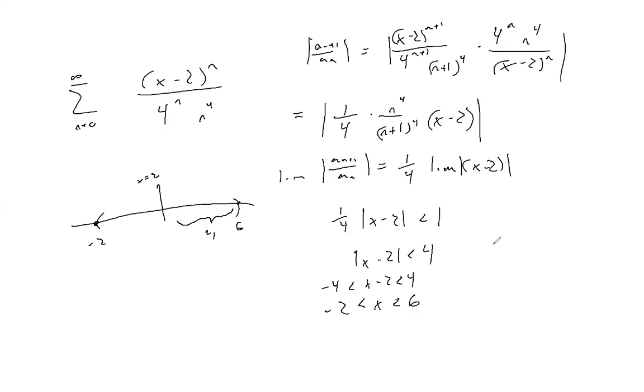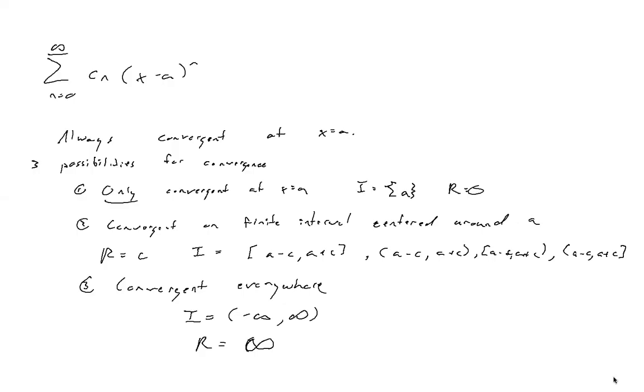Okay. So let's see, going back to my original problem, I want to include these endpoints. So my interval of convergence is going to be negative 2 to 6, brackets on both sides. Radius of convergence is 4. All right, so that covers all the ideas from 11.8.